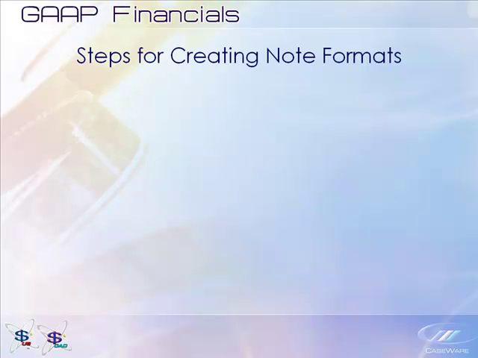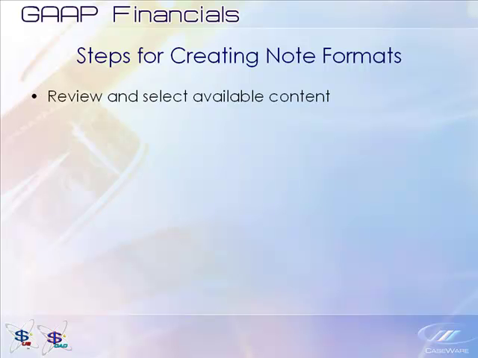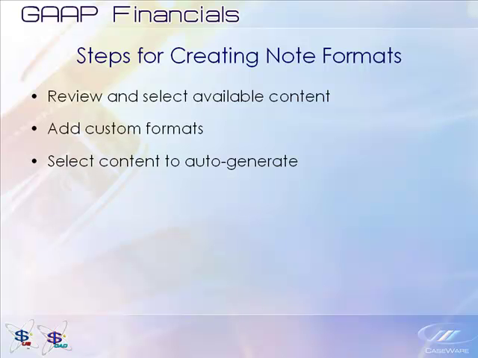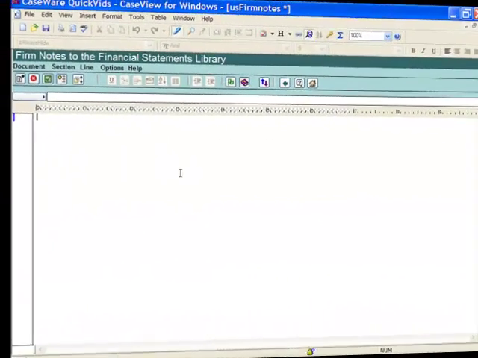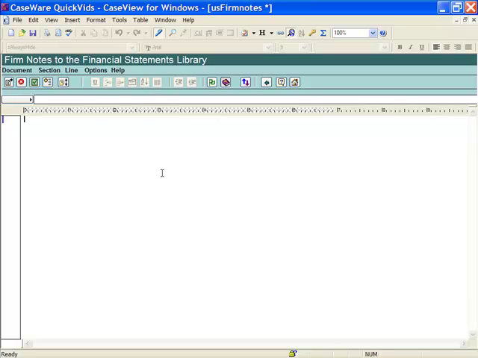There are 3 steps important to completing the Notes Knowledge Library. The first is going to be to review the Caseware content and select the content you would like to make available to your users. Second is going to be to create your own unique firm content if necessary. And third is going to be to set the content you would like to auto-generate by entity type. In the Notes Library, Caseware has included numerous suggested note formats that you can use as is, you can modify, or you can use the library to create wholly new notes.